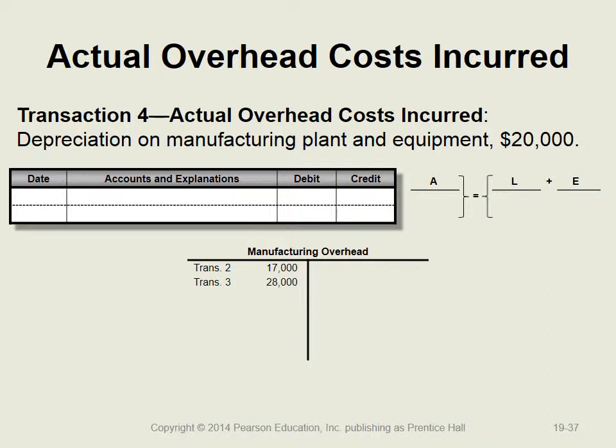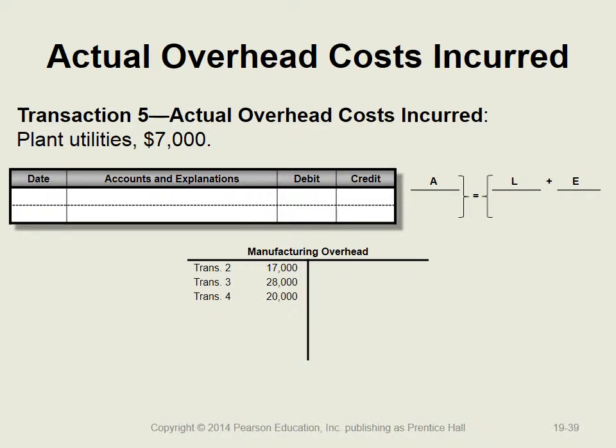We've already accumulated the costs of indirect materials, Transaction 2, and indirect labor, Transaction 3, to manufacturing overhead. In the next few transactions, we will see that all manufacturing overhead costs are accumulated as debits to the manufacturing overhead account. Let's look at Transaction 4. Depreciation on manufacturing plant and equipment is $20,000. Manufacturing overhead is debited for the actual overhead cost of $20,000, and accumulated depreciation is increased with a credit of $20,000.